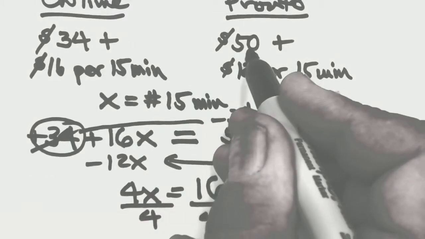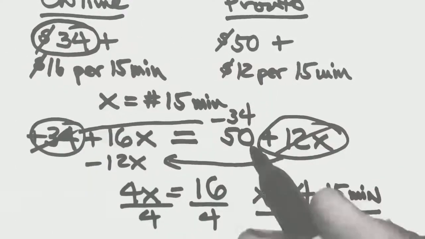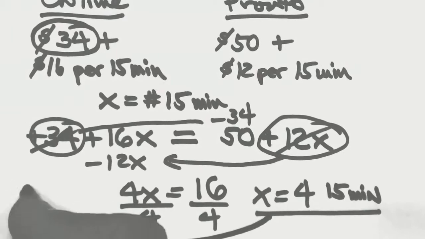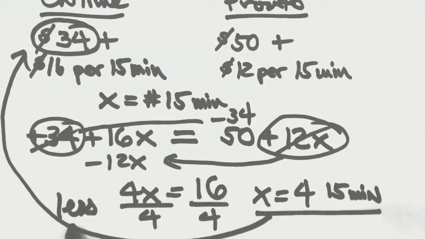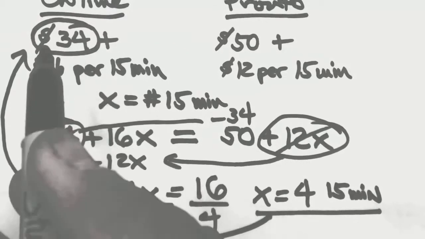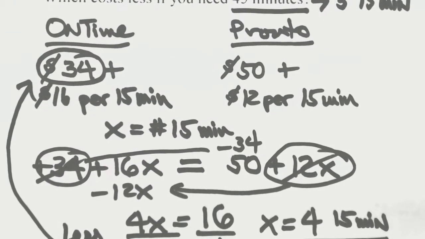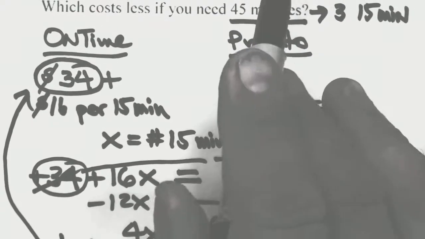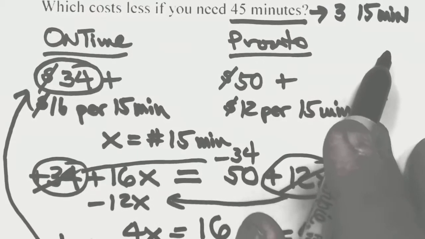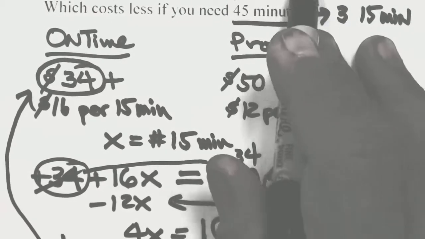Who's less up front? Well, Pronto is 50, On Time is 34. The 34 is less up front. So since we need less of the break-even amount here, that means we go with the guy that's less up front. So On Time would be the better cost for us if we need just 3 of these 15-minute time periods.